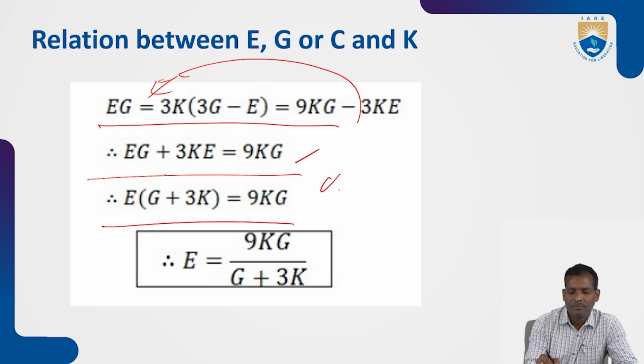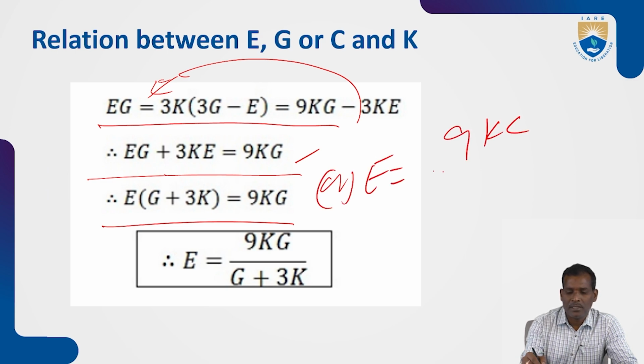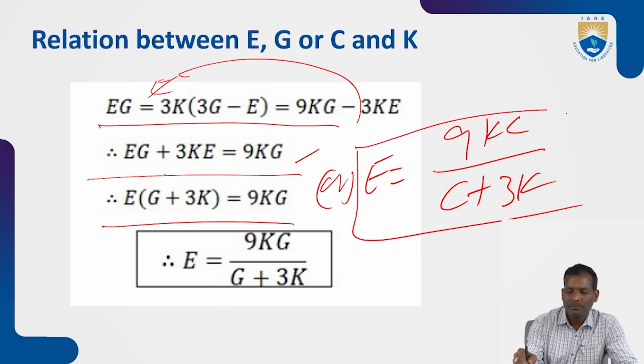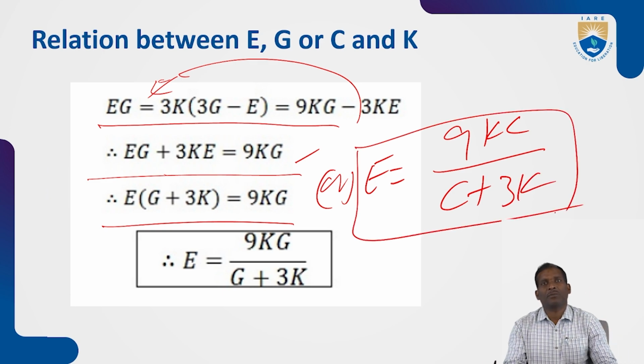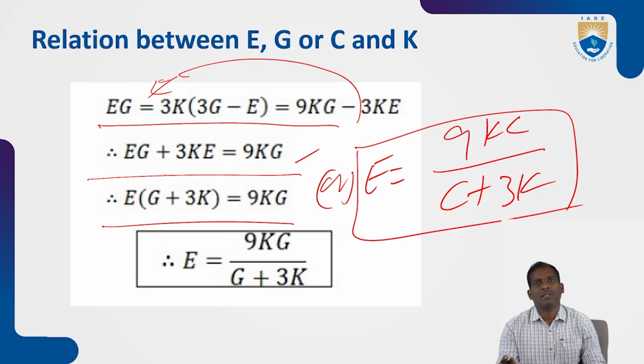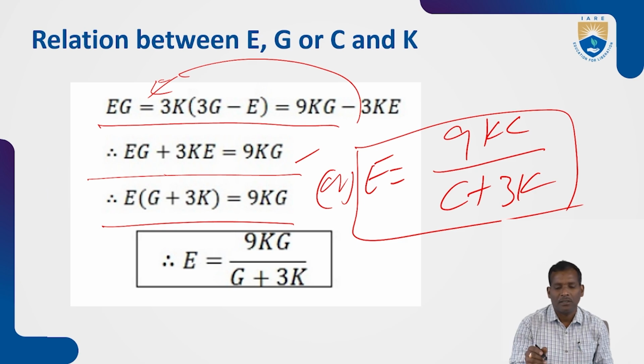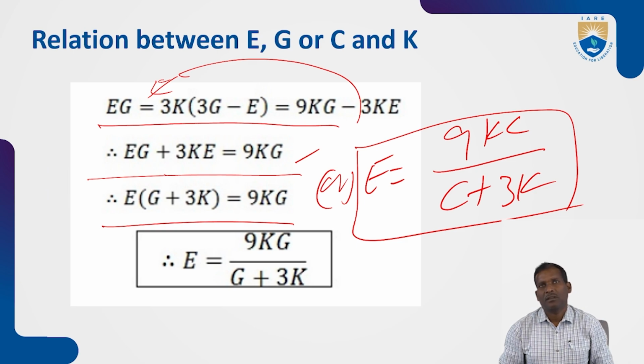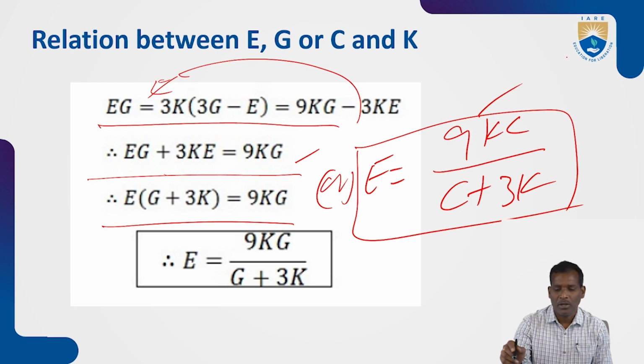So E is equal to 9KG by G plus 3K. 9KG by G plus 3K. This is the relation between these three. So material constitutive relationships: Young's modulus or modulus of elasticity, modulus of rigidity and bulk modulus.